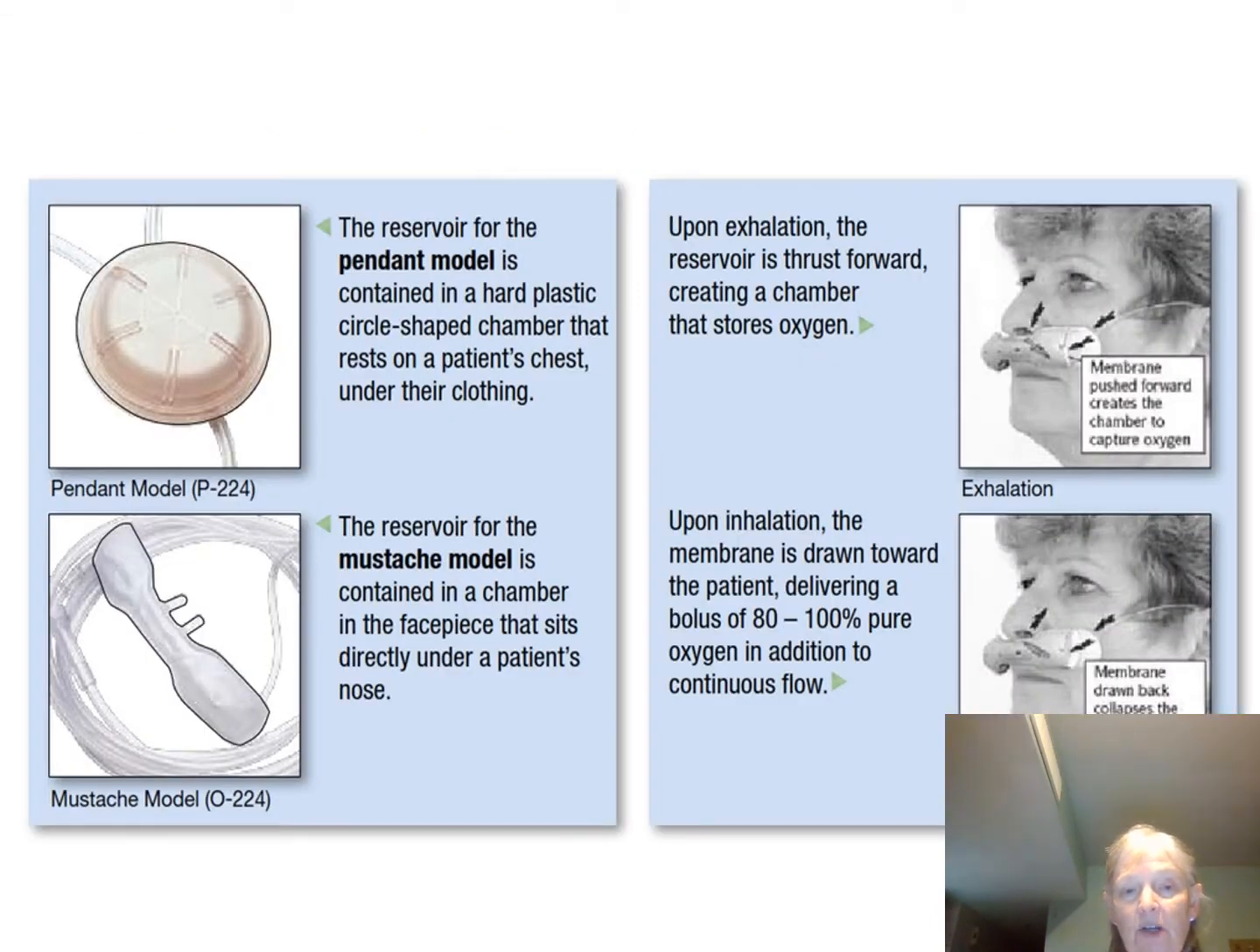And this just shows you a little bit as to how they work, okay? And you can see what the lady is doing when she's breathing. So you'll see these in the hospitals.